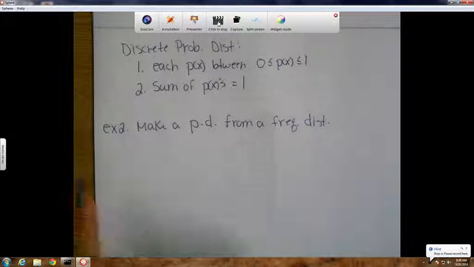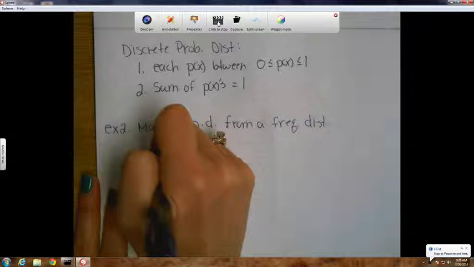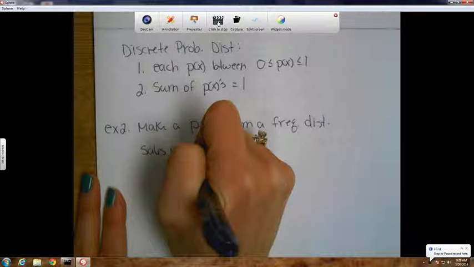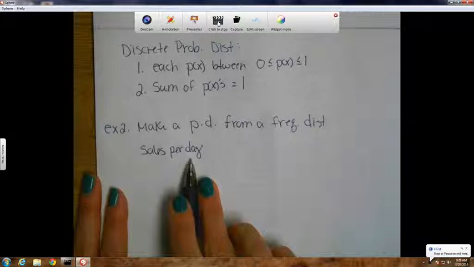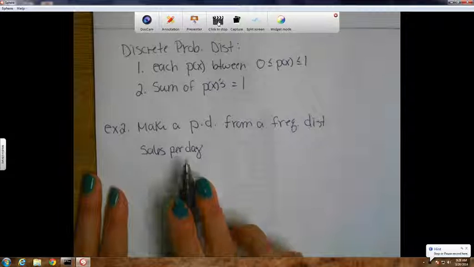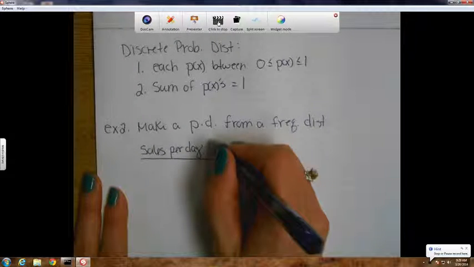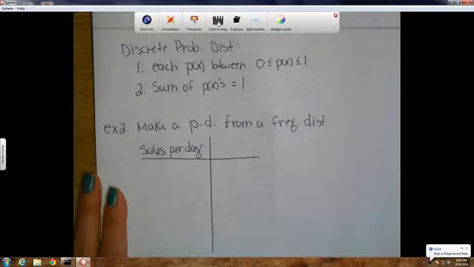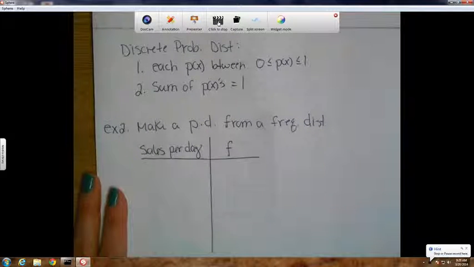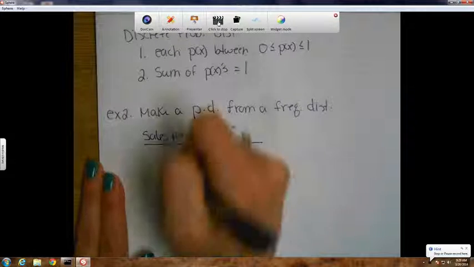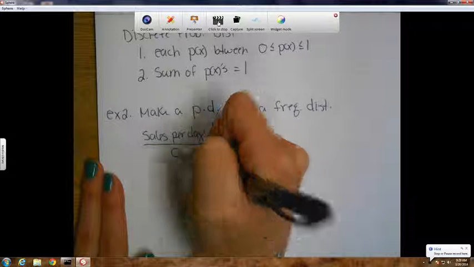So, the sales per day. Do you see how that would be discrete, sales per day? The number of sales they make? Can they make 2.5 sales? No, you either make a sale or you don't. Add them up, so it's going to be whole numbers. Okay, so this person made anywhere from 0 sales in a day all the way to 7.